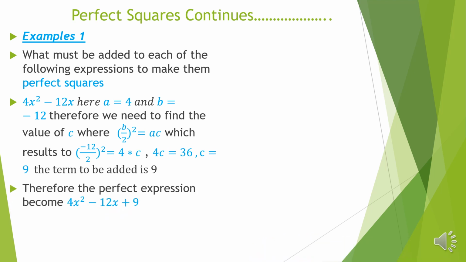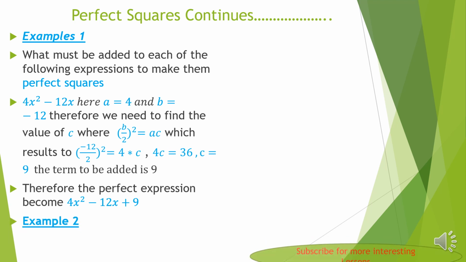Therefore, that expression is going to look like 4x squared minus 12x plus 9. Now see, if you work out this one, you realize this expression is a perfect square. So the term to be added there is positive 9.